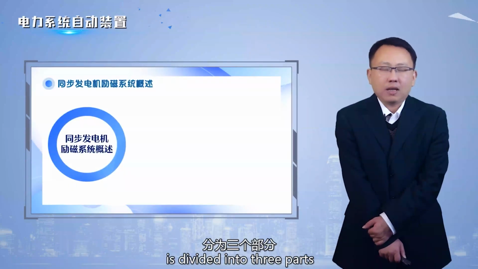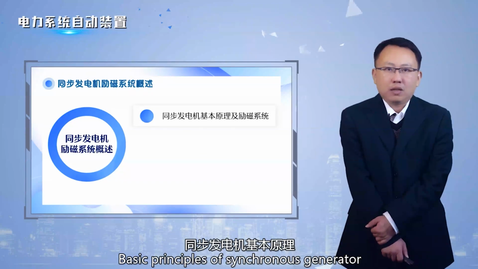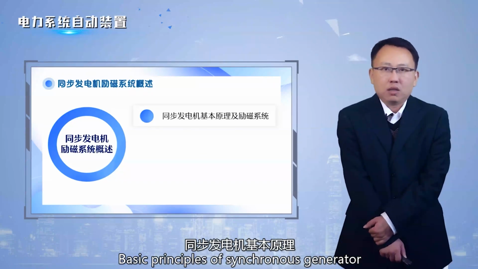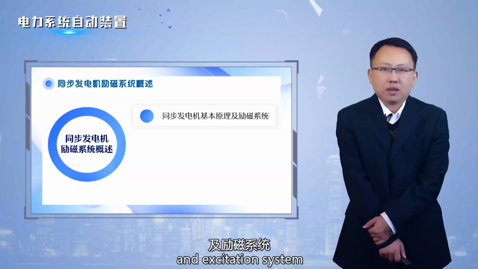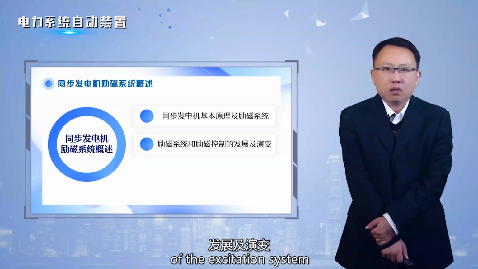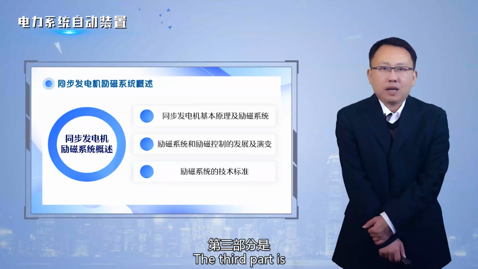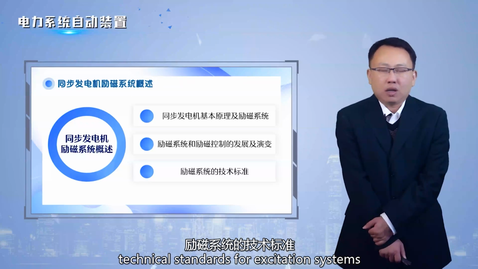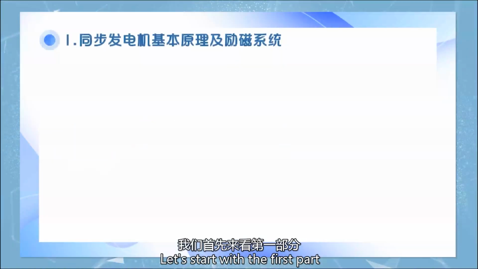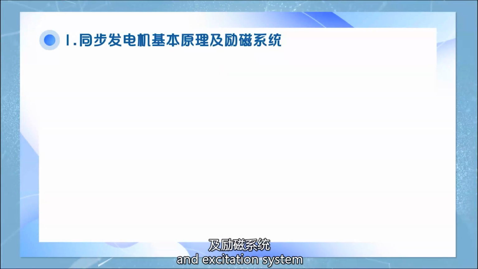Today's lesson is divided into three parts. The first part is basic principles of synchronous generator and excitation system. The second part is the development and evolution of the excitation system and excitation control. The third part is technical standards for excitation systems. Let's start with the first part, basic principles of synchronous generator and excitation system.